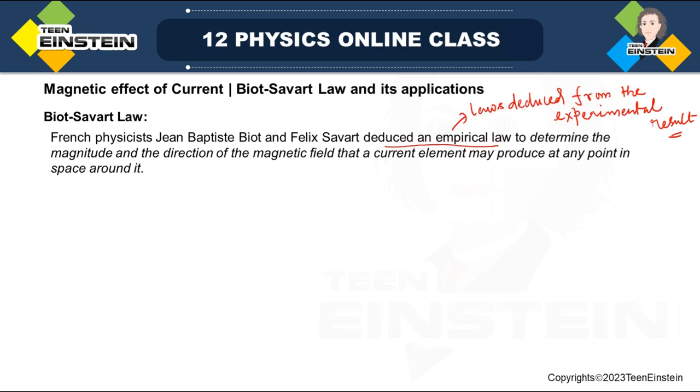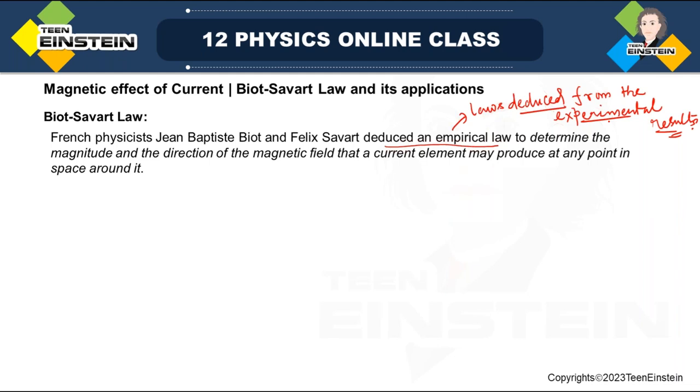Original laws or theories are different. First, from some natural phenomena, a hypothesis will be given, and if that hypothesis is proved by experiment, then it will be established as a theory. But empirical laws are slightly different. They are actually deduced from the experimental results.